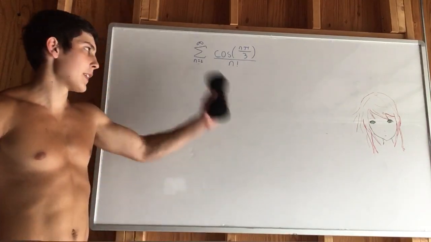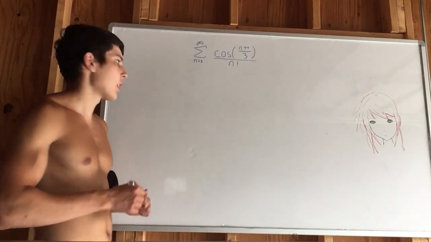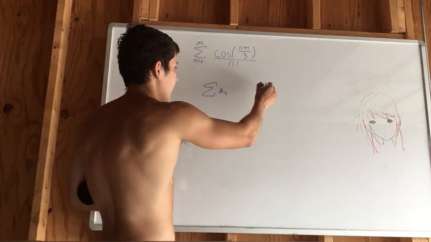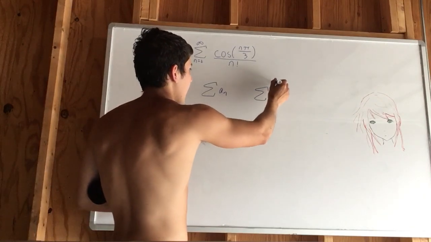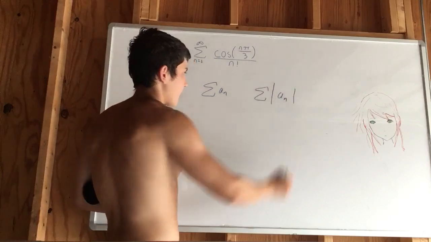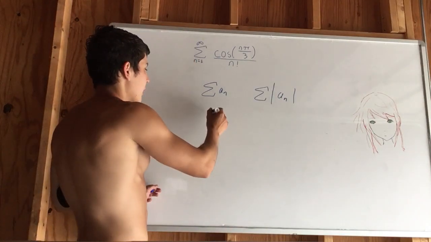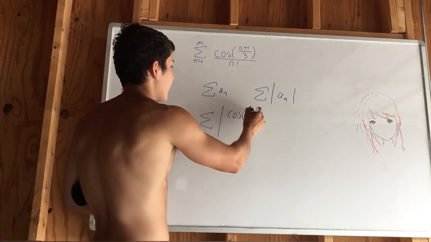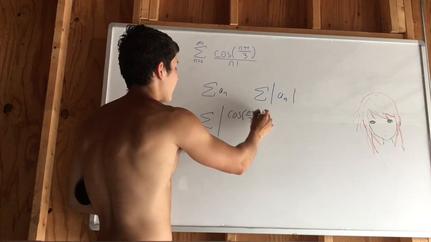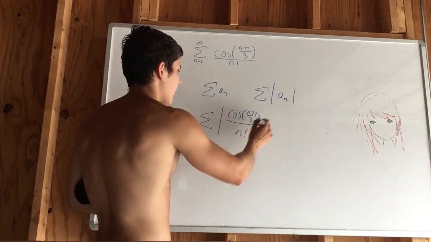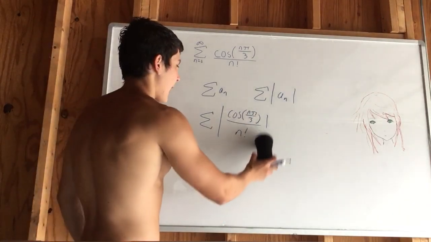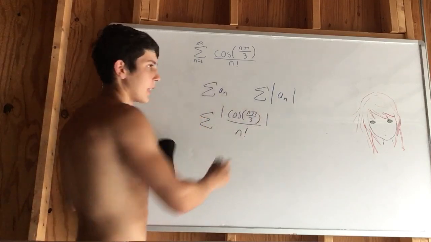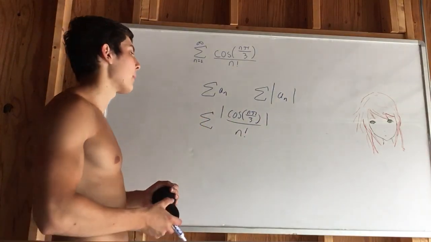We're going to determine whether this series is convergent or divergent. So we have our series a sub n, and we want to take the absolute value of a sub n and find out if that's convergent or divergent. So the absolute value would be the absolute value of cosine of n pi over 3 over n factorial, which is the same thing as just taking the absolute value of the numerator, because n factorial is going to be positive anyway.